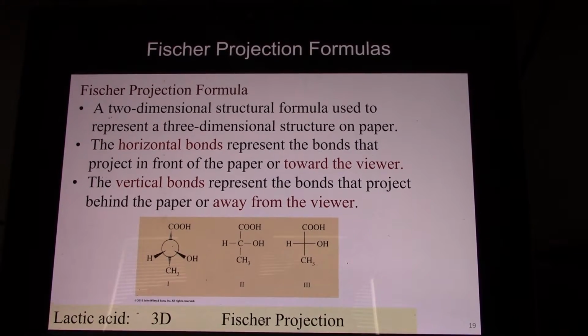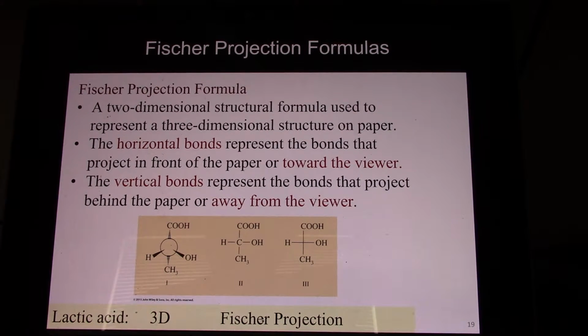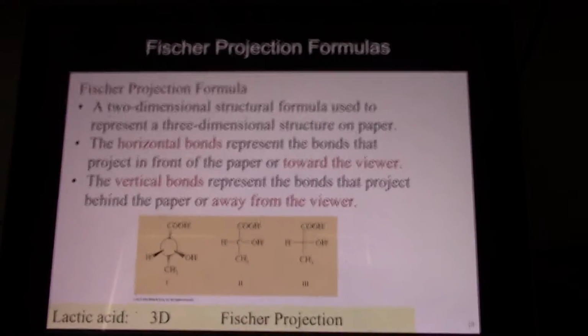Fischer projection formula. This is a 2-dimensional structural formula used to represent 3-dimensional structures on paper. And that's a tough thing to do, to try and accurately show 3-dimensionality when you're writing on 2-dimensional paper. And so this is just one of the tricks chemists use.